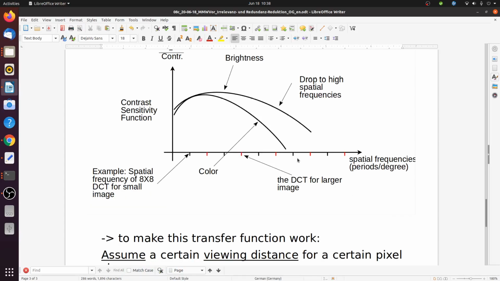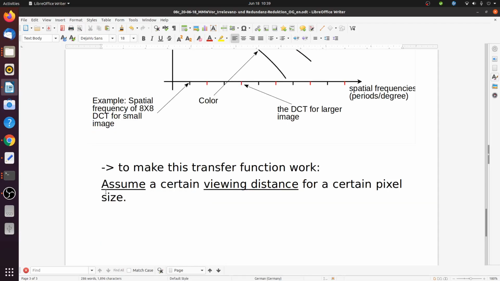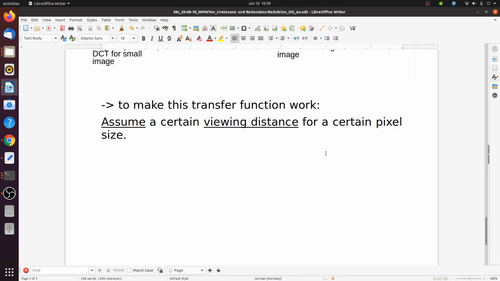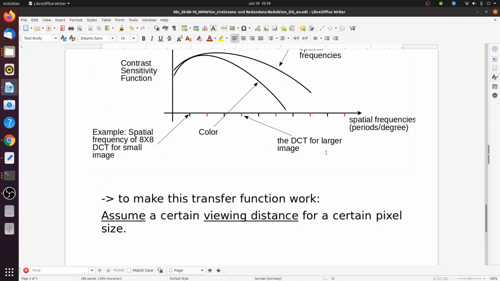Yeah, so this shows we need to make an assumption for the viewing circumstances. This is what I just mentioned. We assume a certain viewing distance for a certain pixel size, and in this way we can then do the mapping from the DCT subbands to the contrast sensitivity function to obtain the best quantization step sizes.